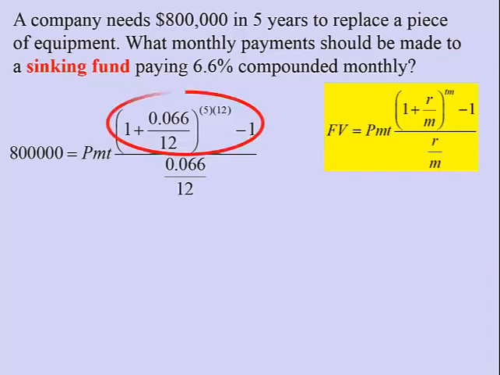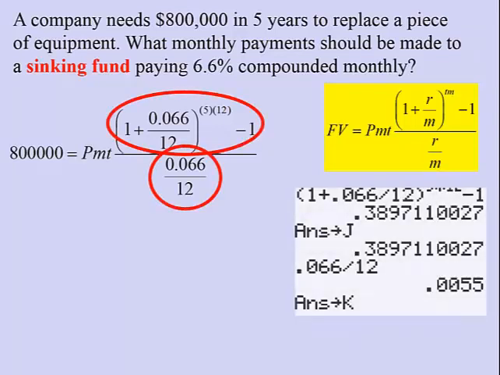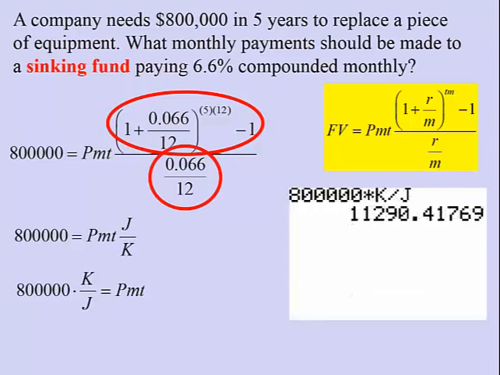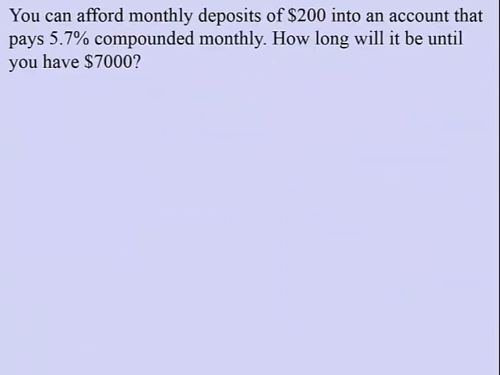We need to do this calculation and this one. And again, I can do those individually, assign them a letter on my calculator, and divide the letters instead of the numbers. And so solving this, and then taking my calculator and multiplying that bottom one, 800,000 times the K that I stored divided by the J, this is the sum of money that we need to deposit each month. The last one is how long will it be?